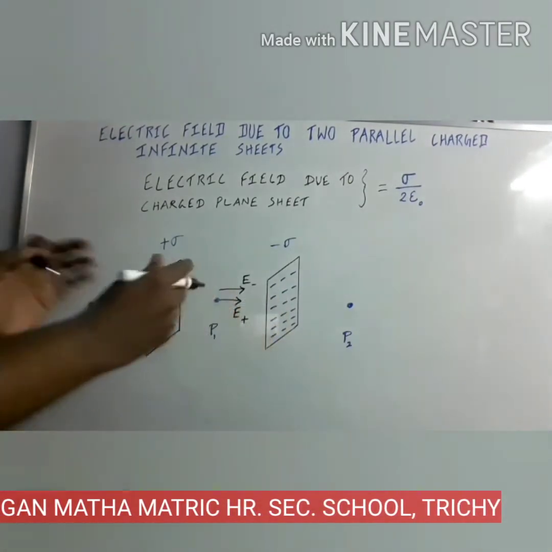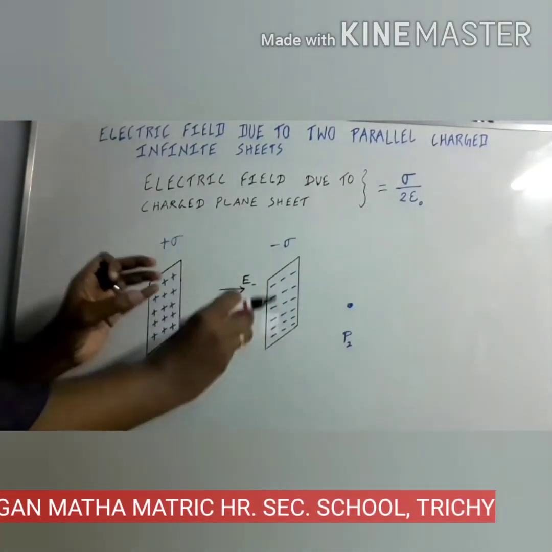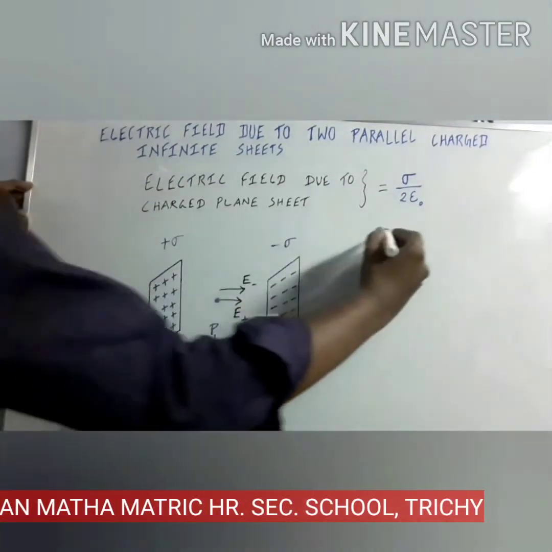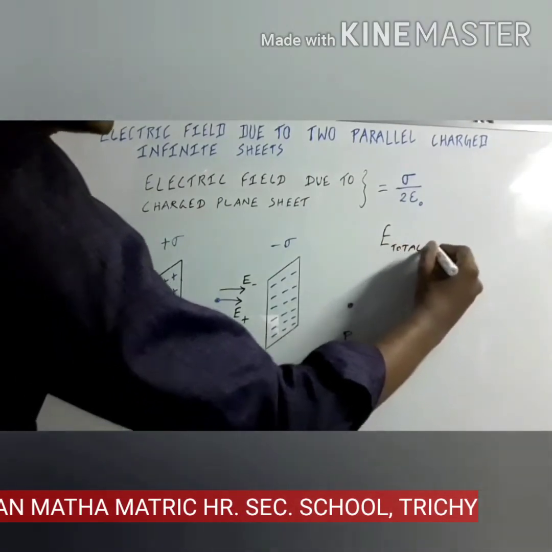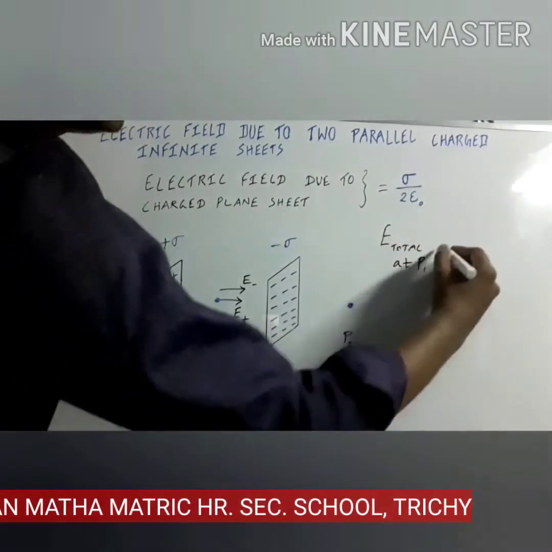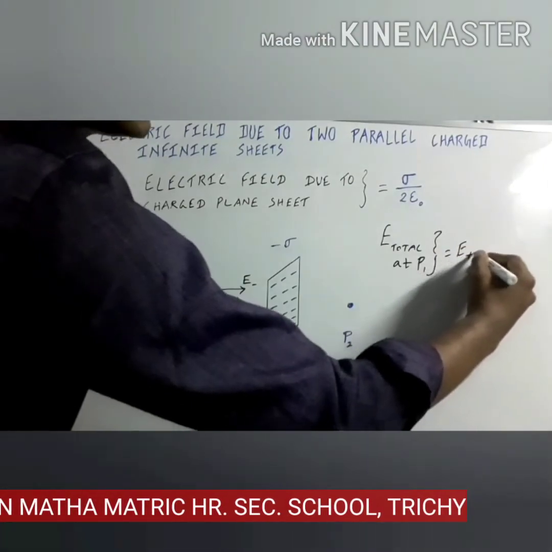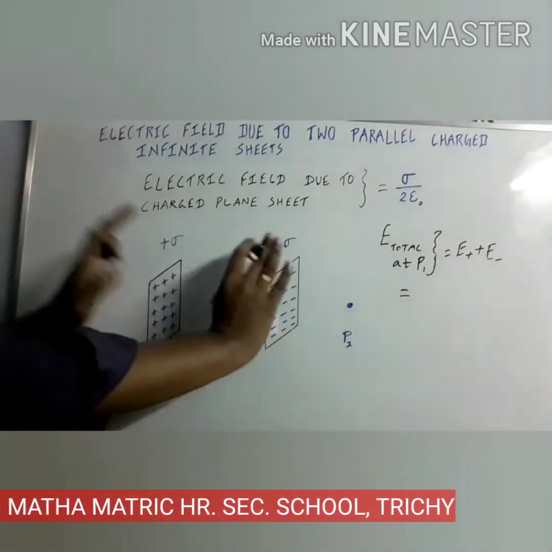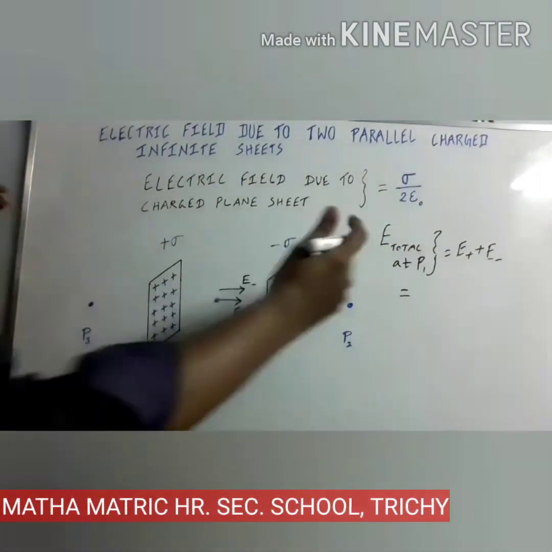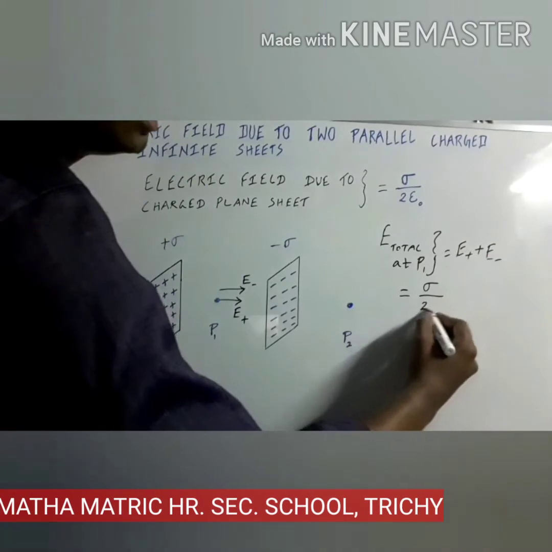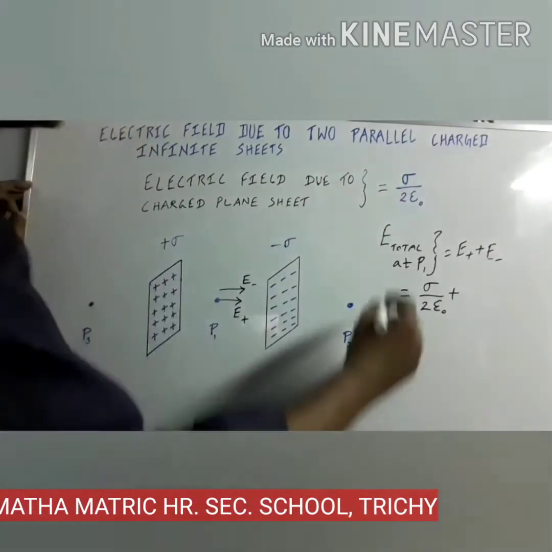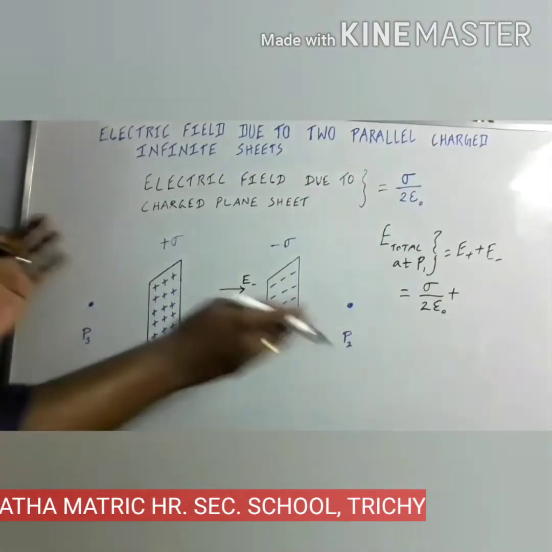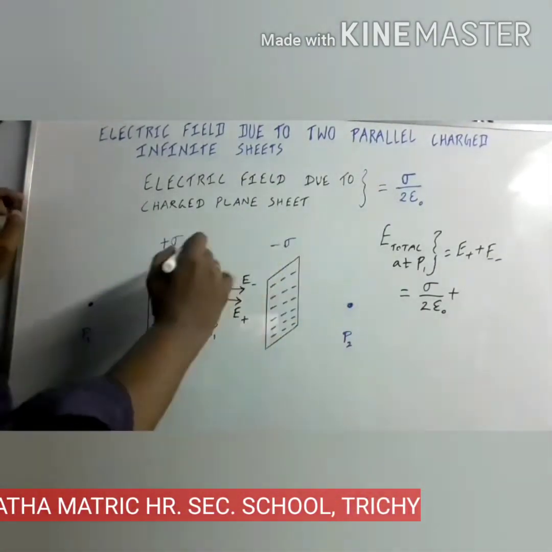So both the electric fields are in the same direction. What is the resultant or total electric field at point P1 due to these charges? We have to add: total electric field at P1 is equal to E plus E minus. What is the E plus value? E plus is nothing but the electric field which is provided by the first sheet, the positively charged sheet. We already know the value is sigma by 2 epsilon naught. E minus is the electric field which is provided by the negatively charged plane sheet. Magnitude wise both are the same, both have the same surface charge density. So what is the value?